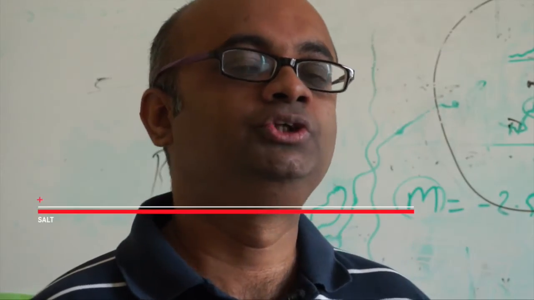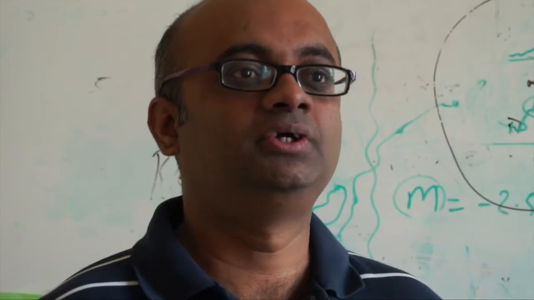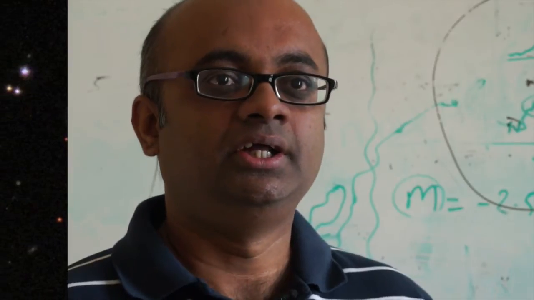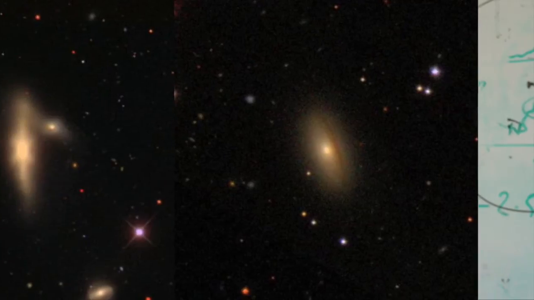So my research interest is extragalactic astronomy, and I mostly work on nearby galaxies, with a focus on studying the morphology of these galaxies, how they have evolved, how they have formed, and what their stellar content is. I'm basically interested in one morphological class, which is known as the lenticular galaxies.